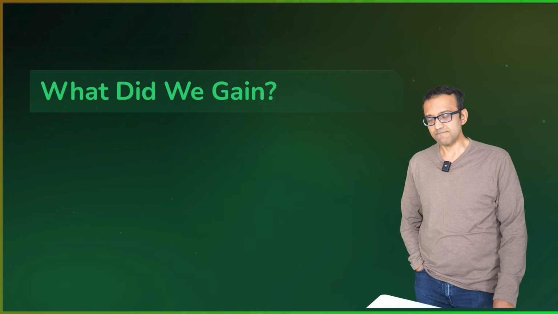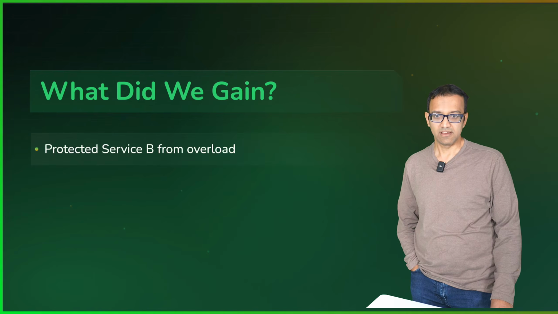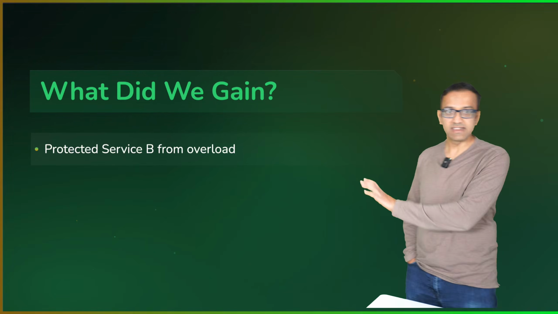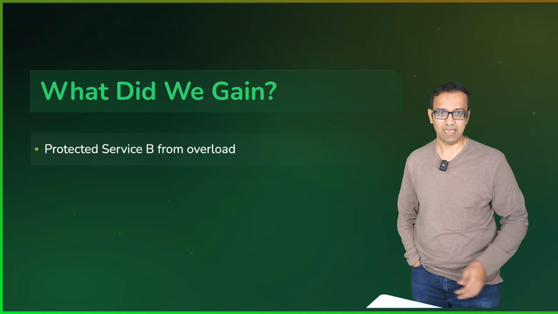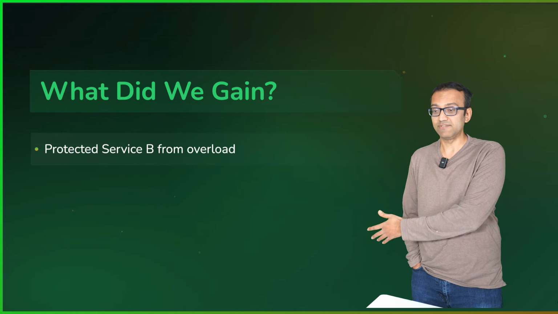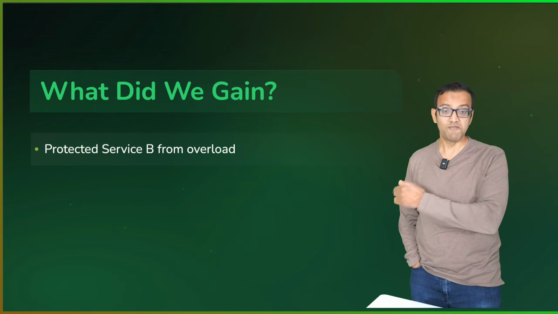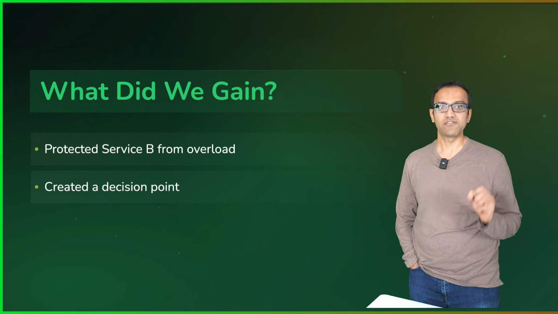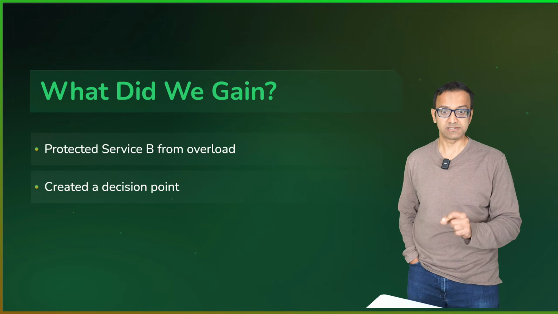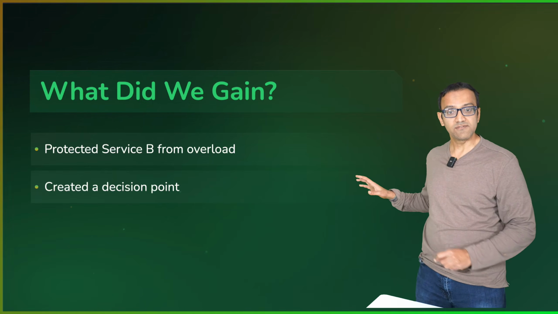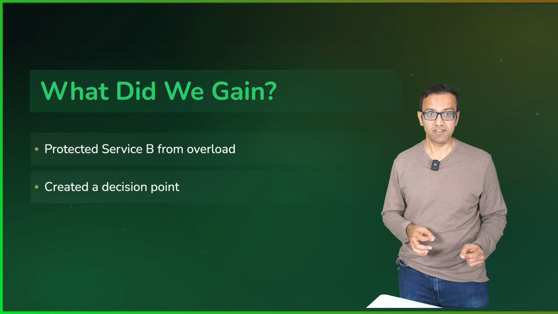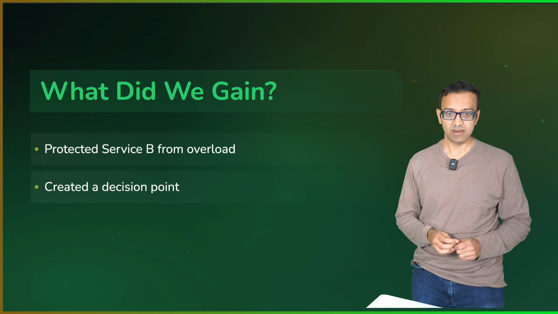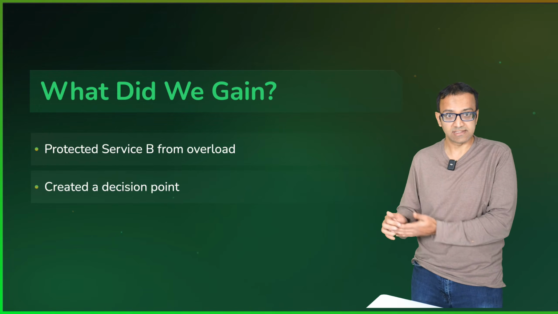Well, there are a few things that we did gain, right? First of all, we protected service B from overload because now we made sure that that doesn't get just constantly hammered, right? You might have hammered it with hundreds of concurrent requests without that limit. Secondly, what you have done here is you have created a decision point. The threads that are waiting for the permit, they don't have to wait forever. You can configure what happens when a permit isn't available, right? When you've exceeded the concurrency limit.